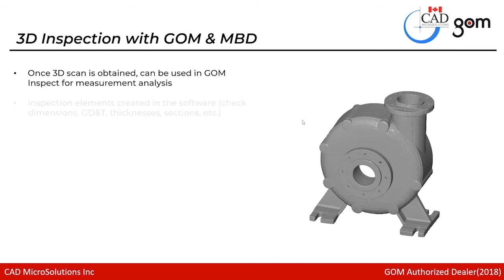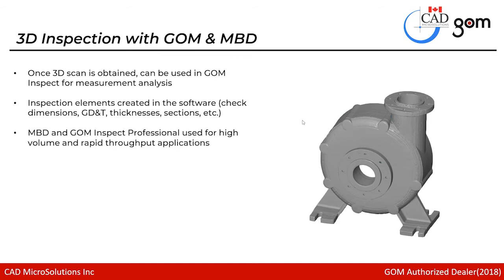And the way this is conducted is by creating different inspection elements in the software according to the model itself. So whether we want to check for different dimensions across specific features, we want to apply GD&T characteristics and apply tolerances, if we want to analyze the thickness at different regions and even cut cross sections at different locations, we can do that all directly in the software.